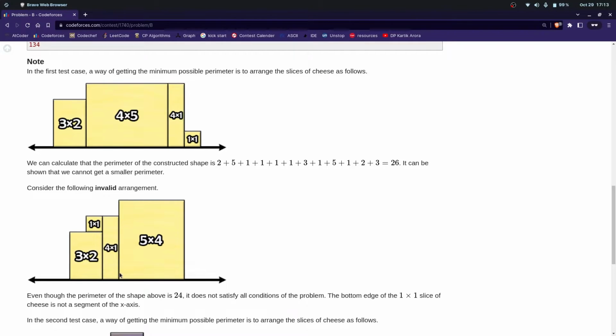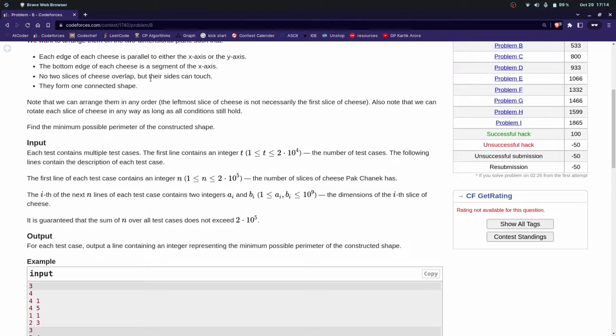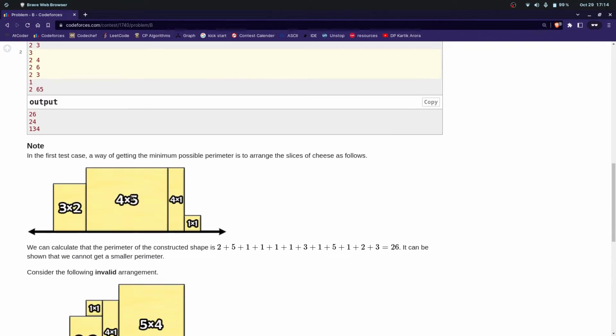It cannot be like this, where here there are four boxes, but one of them is not touching the bottom x-axis. So this should not be the case, and all of them should be touching the bottom x-axis, right? Now the third condition is none of those should overlap, but their sides can touch and they should form one connected shape. So they should be put all together, and we have to arrange them in such a way that the total perimeter is the minimum possible.